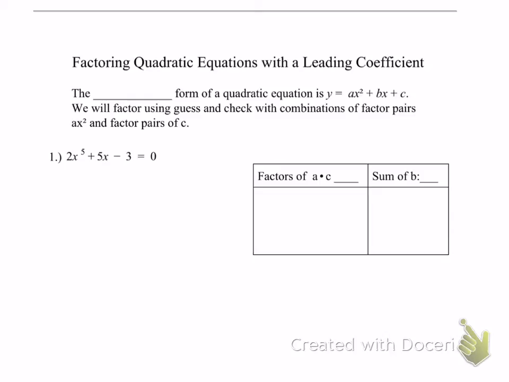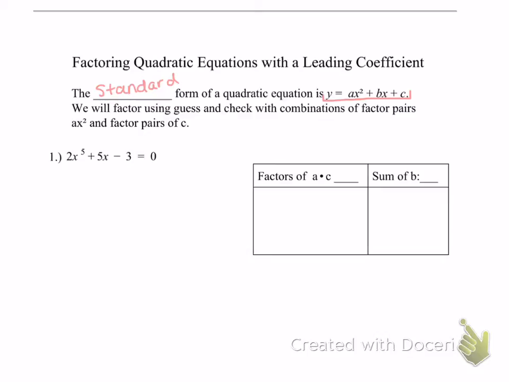The first thing we're looking at is the definition. When factoring with a leading coefficient, it's using the standard form of a quadratic equation, and we know that is y equals ax squared plus bx plus c. So we're going to use those combinations to be able to find that.